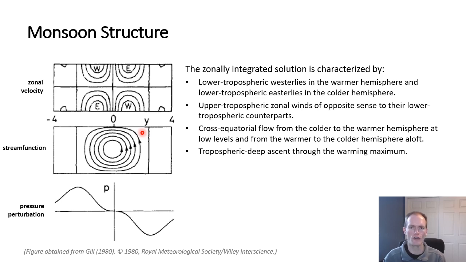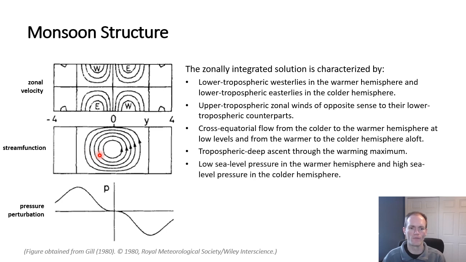So this too is a thermally direct circulation, just like the Hadley cell, just like the Walker circulation, sorry. We also have tropospheric deep descent here on the backside of the circulation in the colder southern hemisphere. We have low sea level pressure here in the northern hemisphere, maximized just northward of the warming source. We have high pressure in the southern hemisphere, in the colder hemisphere, maximized an equal distance away from the equator as the warming source was the low pressure was maximized in the northern hemisphere.